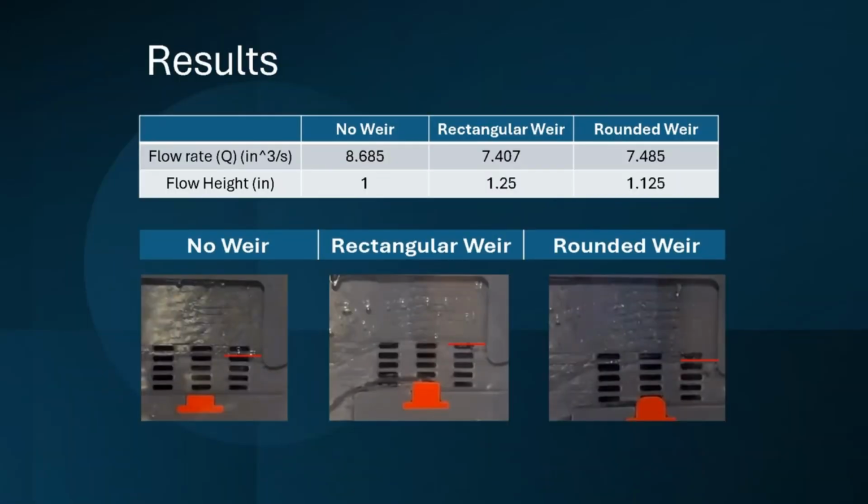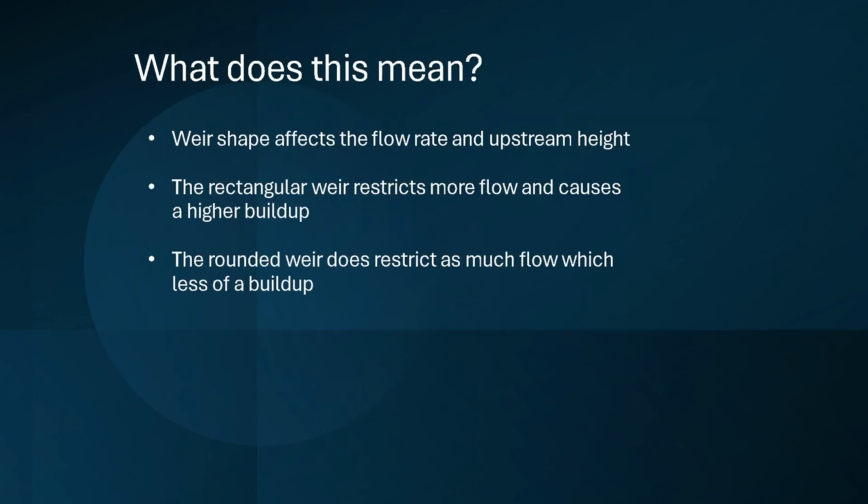Without any weir, the water flowed at its maximum rate with a height of 1 inch. The rectangular weir reduced the flow rate by about 14.7% and increased the height to 1.25 inches, whereas the rounded weir only decreased it by about 13.8% and increased the height to 1.125 inches. This experiment showed that the design of the weir significantly affects the flow rate and the water upstream height. The rectangular weir restricts flow more and causes a higher buildup, whereas the rounded weir offers a balance between reducing the flow rate and minimizing water height changes.